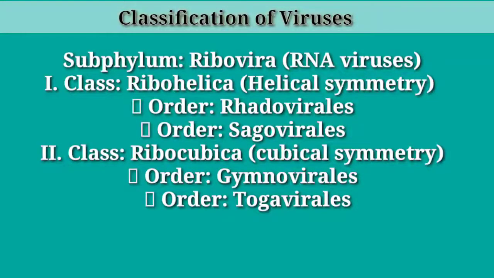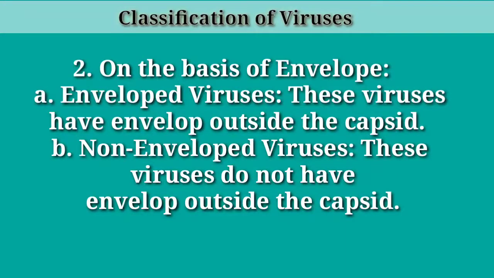Subphylum, Ribovira, RNA viruses. I. Class Ribolica, helical symmetry. Order, Radavirals. Order, Sagovirals. 2. Class Ribocubica, cubical symmetry. Order, Gymnovirals. Order, Togovirals. 2. On the basis of envelope.